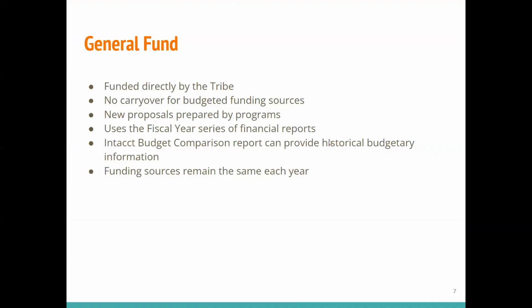So as we go through the different types of budgets that the tribe has, the primary one would be the general fund, which is funded directly by the tribe. There's no carryover for budgeted funding sources here. New proposals are prepared by the programs themselves. They use the fiscal year series of financial reports to get information about their spending, amounts available for each line item.